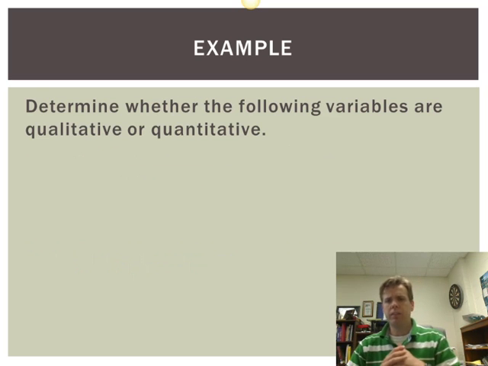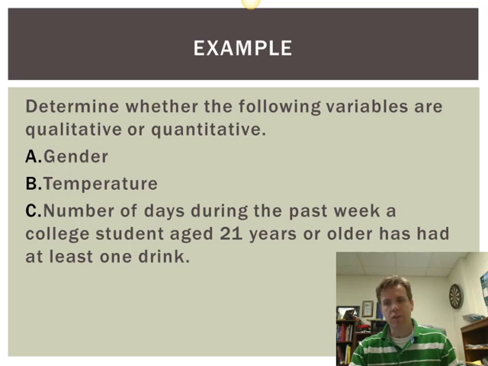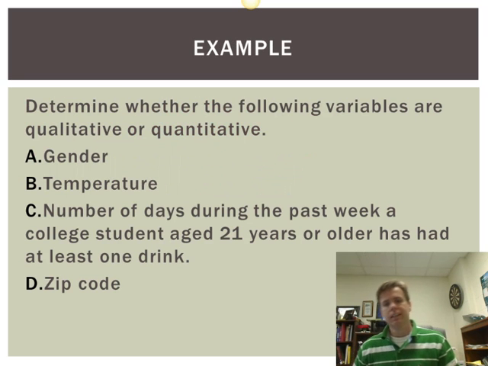Okay, another example. Determine whether the following variables are qualitative or quantitative. Gender, temperature, number of days during the past week a college student age 21 years or older has had at least one drink, zip codes. Go ahead and take a moment to think about where you would classify these as qualitative or quantitative. Go ahead and pause it now, and then we'll talk about them.